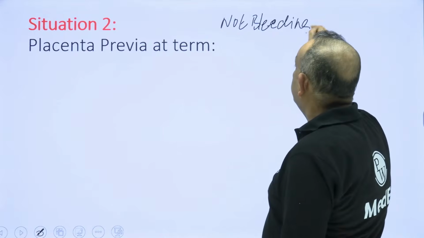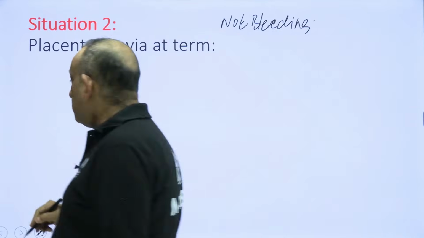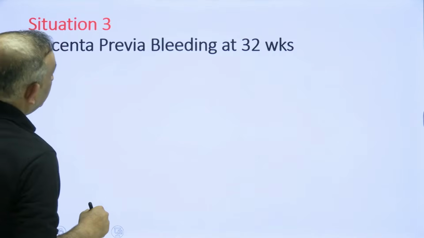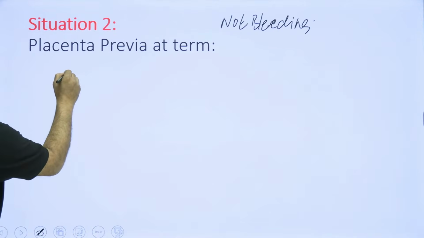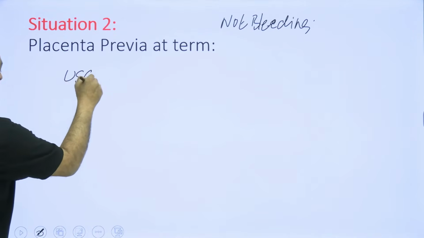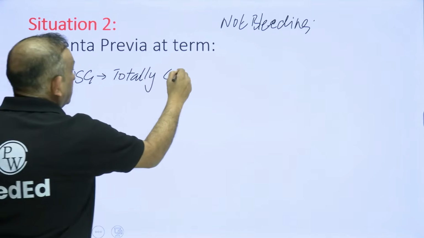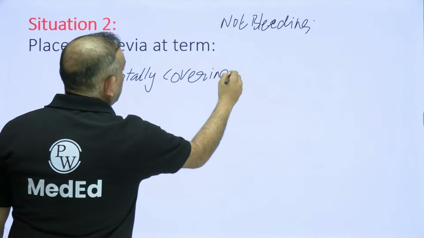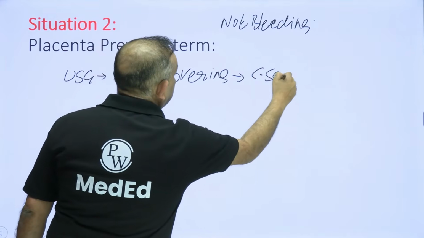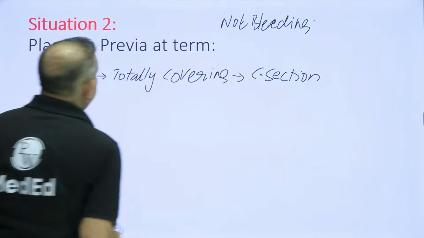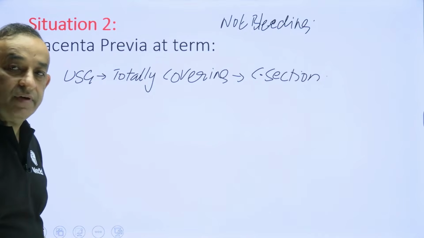If it is not bleeding, then what do? You can do something called the ultrasound shows totally covering. I'll write that, totally covering still. If it is totally covering, you do a cesarean section. You can't do anything else. If it is totally covering, there's no way you can do a delivery.